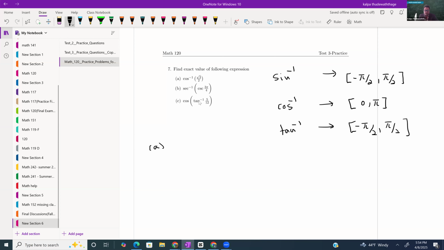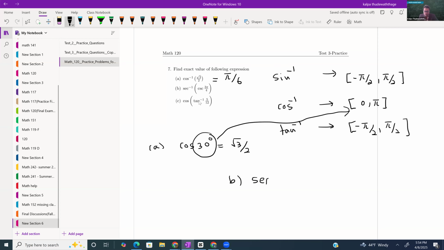For which angle does cosine become root 3 over 2? Cosine 30 degrees. Cosine 30 degrees is root 3 over 2. 30 degrees, I know it's in this range. I can answer cosine inverse root 3 over 2 is 30 degrees, which is pi over 6. You can put 30 or pi over 6. Okay, for part B, secant inverse, before that, you have to find cosecant 3 pi over 4.